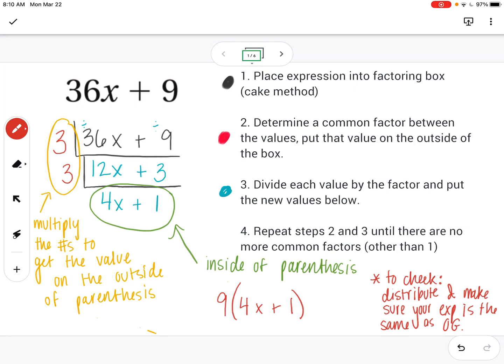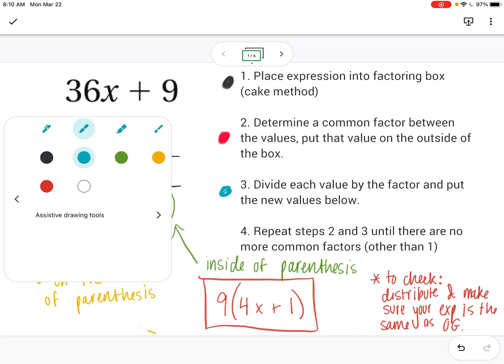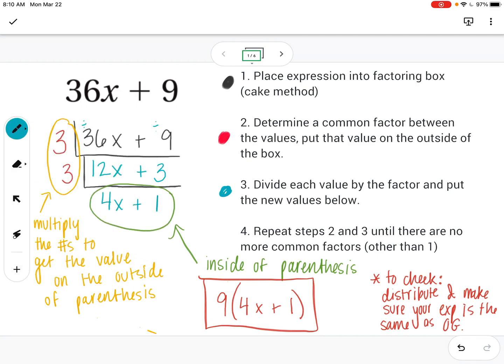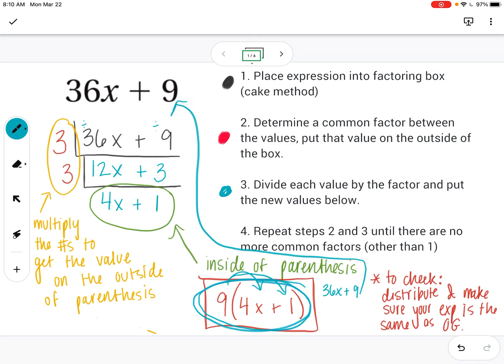So once we do the math here, so this would be our answer, but we want to make sure to check it. So remember, I would just distribute. I would multiply the 9 times 4x and the 9 times 1. And when I do 9 times 4, that would give me 36x. And then 9 times 1 would give me 9. So that would give me 36x plus 9. When I look up here at my original, it's the same. Therefore, I am confident that this is my correct answer. All right, so that is how you solve when you are factoring an expression.